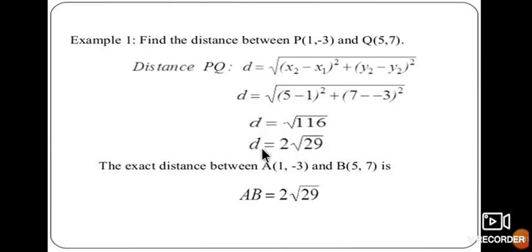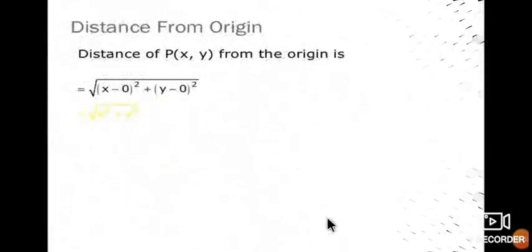Now 116 can be written as 4 into 29, square root of 4 is 2, so 2 into root 29. Therefore the distance between the points P of (1, minus 3) and Q of (5, 7) is 2 into root 29. So the distance between these two, AB is equal to PQ is equal to 2 into root 29. Now move on to the next very important formula.